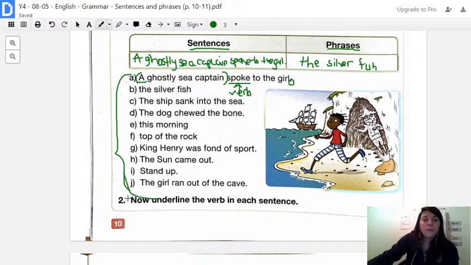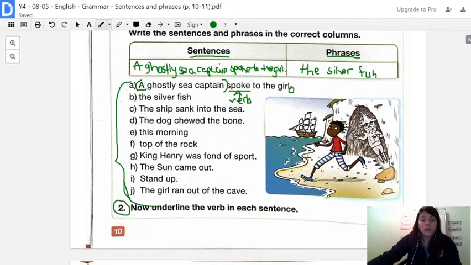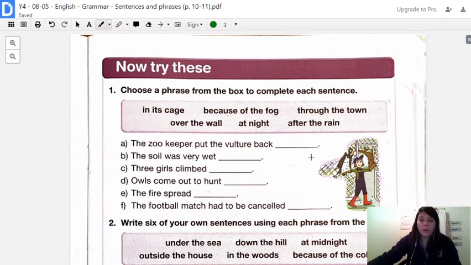And the second part that you have to do with each sentence is underline each verb. So in your sentences category, I already underlined the one on letter A. So whatever other sentence you have, find the verb and underline it like we did a few weeks ago in the verbs class. Okay? And after you're done with that, you can go on to the next page, which says, now try these, and you have exercise number 1.